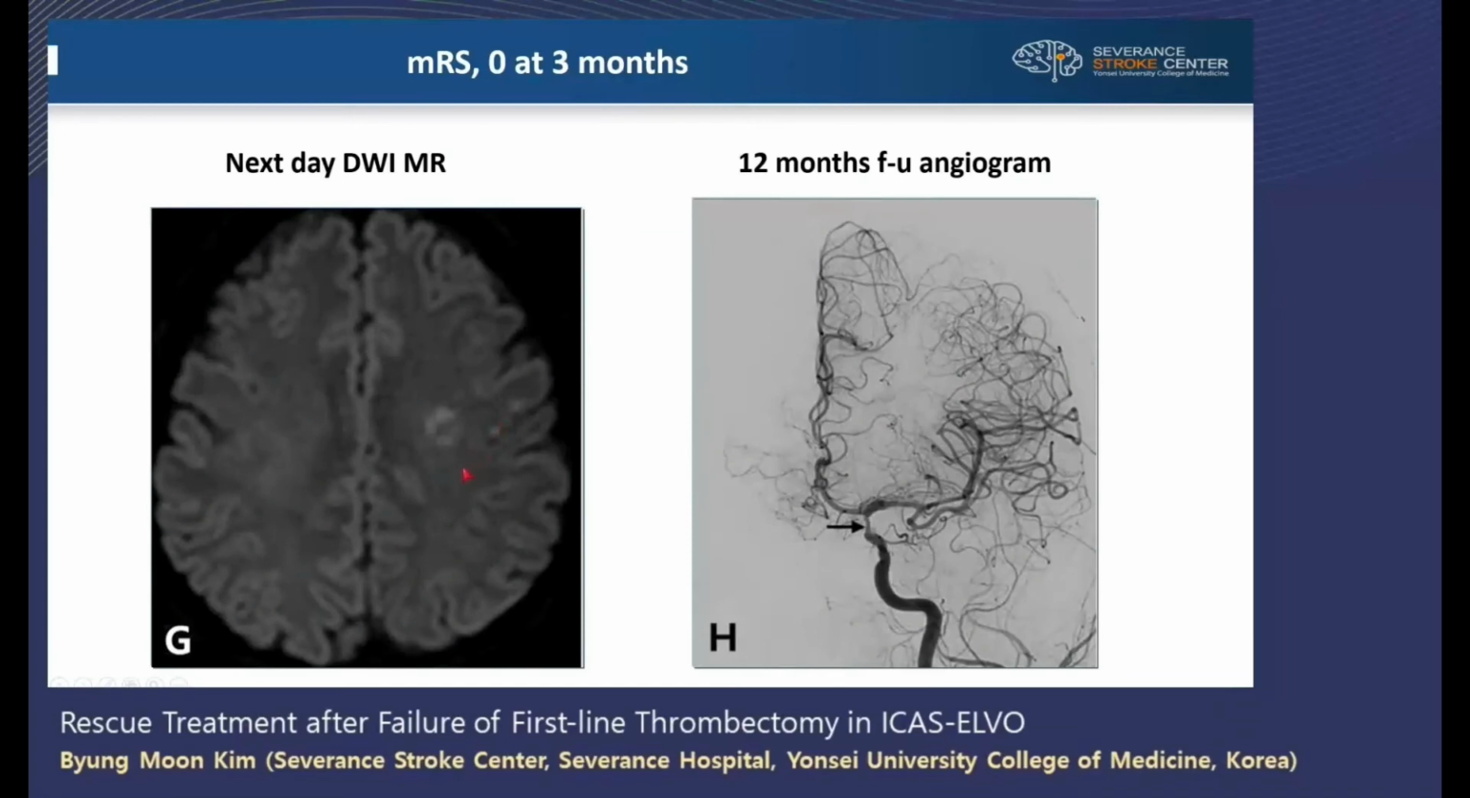This is the next day diffusion weighted MR, and this is a 12 months follow-up angiogram. The patient recovered well, and mRS 0 at 3 months and 1 year.